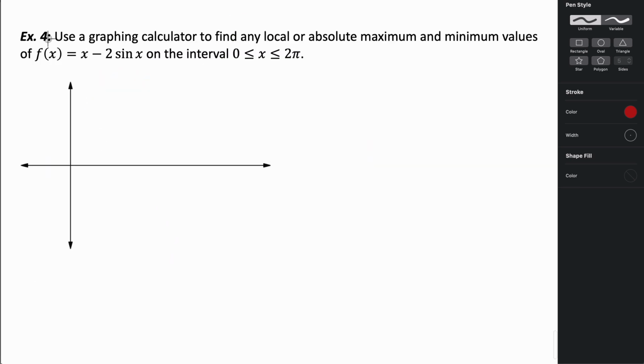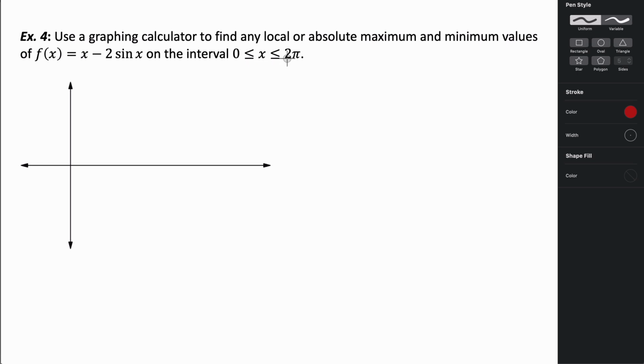Okay, so in example 4, this is a graphing calculator question. So let's go ahead and read this and get the setup, and then jump to the calculator to work through this problem. It says, use a graphing calculator to find any local or absolute maximum and minimum values of our function f of x equals x minus 2 sine x on the interval from 0 to 2 pi. So it's a closed interval.